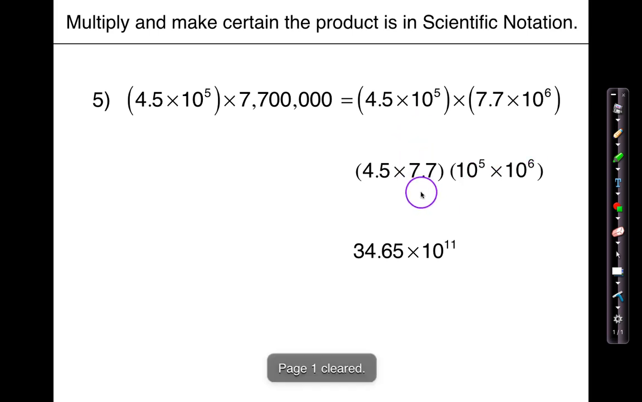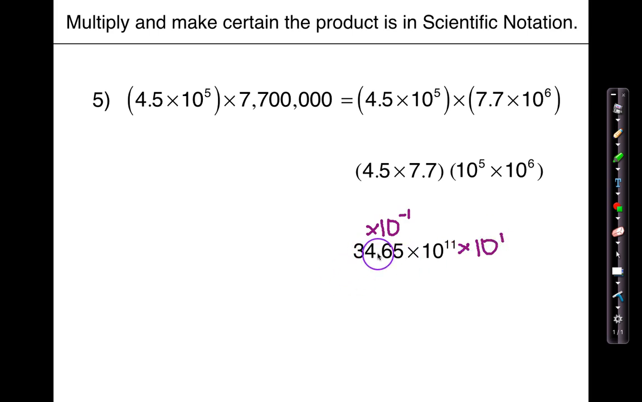Now, let's take a look. This coefficient is too big, so we're going to adjust it by making it smaller, multiplying it by 10 to the negative first. To balance things out, we're going to multiply that by 10 to the positive first, which should leave me with, making this smaller, 3.465 times 10 to the 12th power. Why? Because 11 plus 1 is 12.